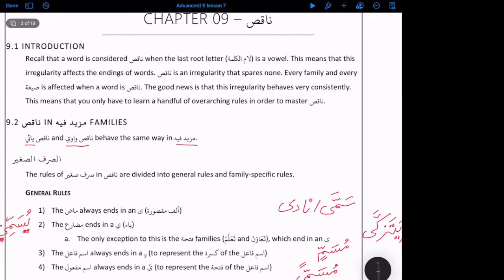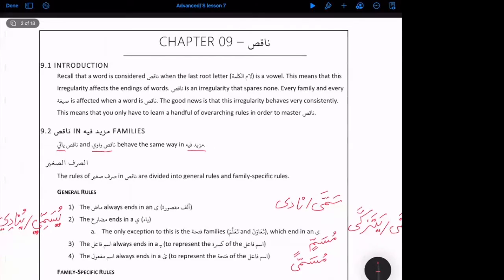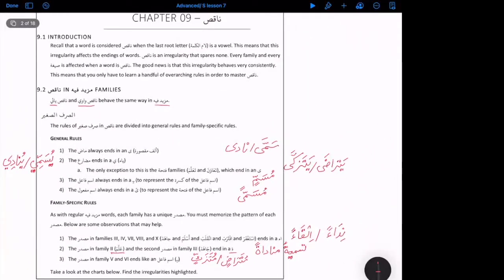Now, the rules of Sarf Saghir in Nakis are divided into general rules and family specific rules. So what are the general rules? Number one, the Madi always ends in Alif Maksura, meaning we have Samma in family 2, right? So what is that at the end? Alif Maksura. When we do not have 2 dots underneath the Ya, then it is called Alif Maksura, right? And then same here in Nada, this Ya does not have dots, and we are saying it like an Alif. So this is how Alif Maksura works.